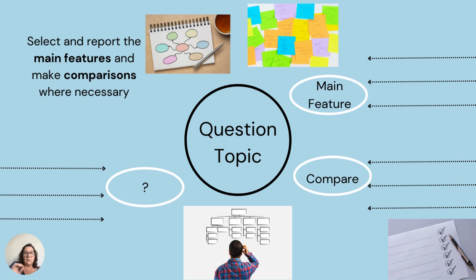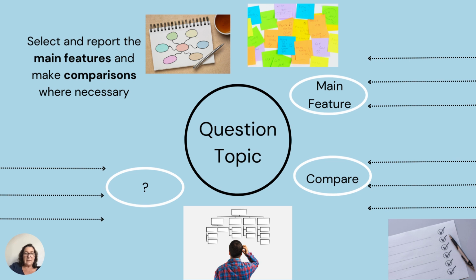And so you say, what is the question? And then what am I going to put in each topic? I've written main feature and compare, but you could have the highest, you could have the lowest, or you could have the most, whatever you feel like putting in there. And then for each one, you put in 3 to 4 remarks. And once you've done that, you've got all the data you need to write that paragraph.